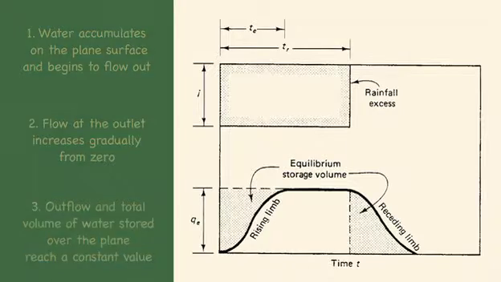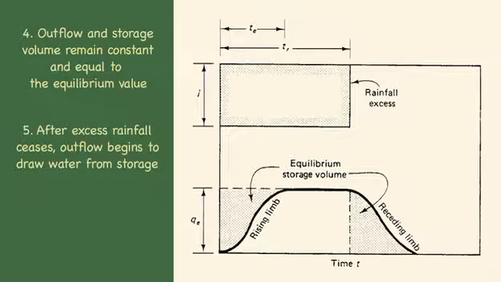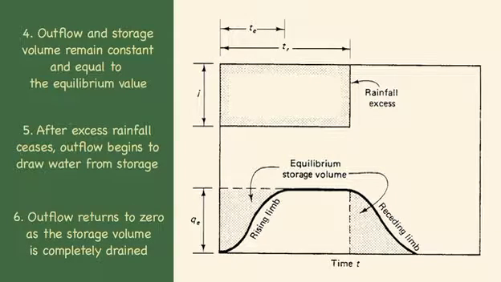constant value. 4. After that point, outflow and storage volume remain constant and equal to the equilibrium value until rainfall excess ceases. 5. After excess rainfall ceases, outflow begins to draw water from storage, gradually decreasing while depleting the storage volume. 6. Eventually, outflow returns to zero as the storage volume is completely drained.